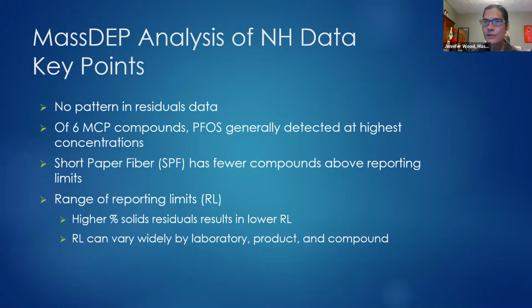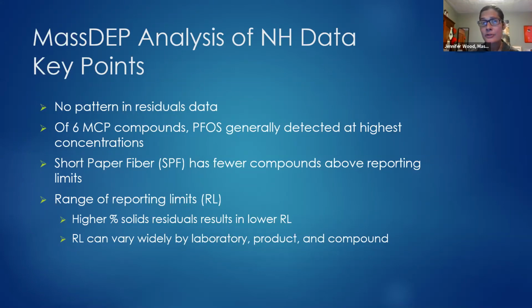So we had to start looking at this information and start making analyses. What do we see here? We're not seeing a pattern in residuals data. Of the 6 MCP compounds, I know there's variability, but we're just talking about these 6. PFOS is generally detected at the highest concentrations from what we've seen in the New Hampshire data. Short paper fiber, a paper product, SPF as it's known, has fewer compounds above the reporting limit.